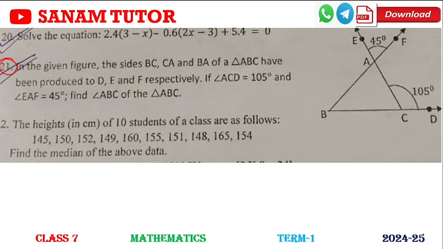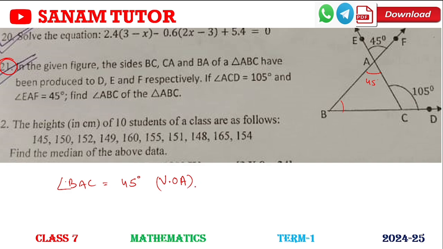So question number 21. So how to solve? In the given figure, BC and CA and BA of a triangle ABC have been produced. Okay, so this angle must be equal to 45 because vertically opposite angle. So we can write BAC is equal to 45 degree, vertically opposite angle. Okay, now we find ABC. Okay, ABC means this angle.